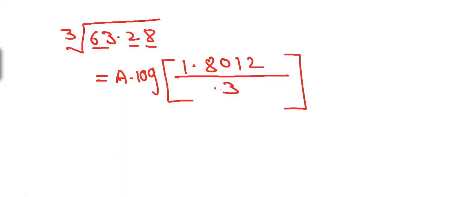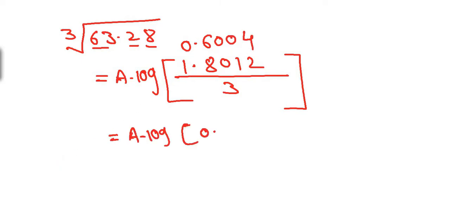Let us divide this log by 3. Now we can't divide 1 by 3. So 0.18. 3 6s are 18. 0. Then 0 and 3 4s are 12. Now let us find the antilog of 0.6004.